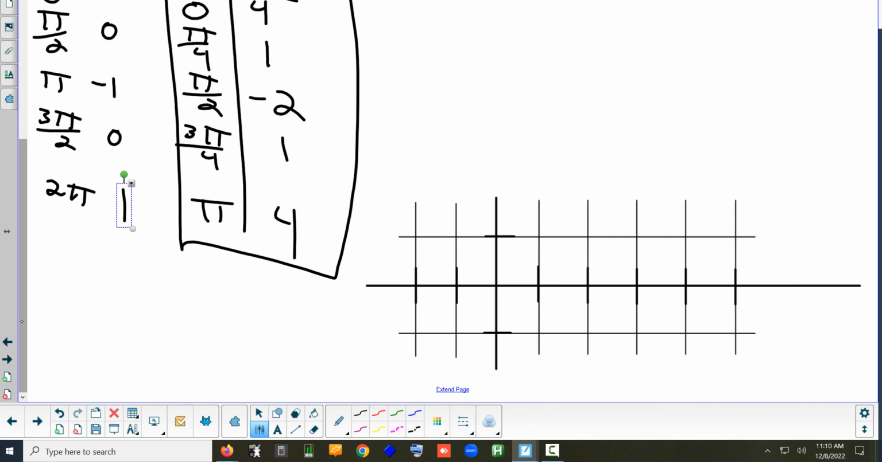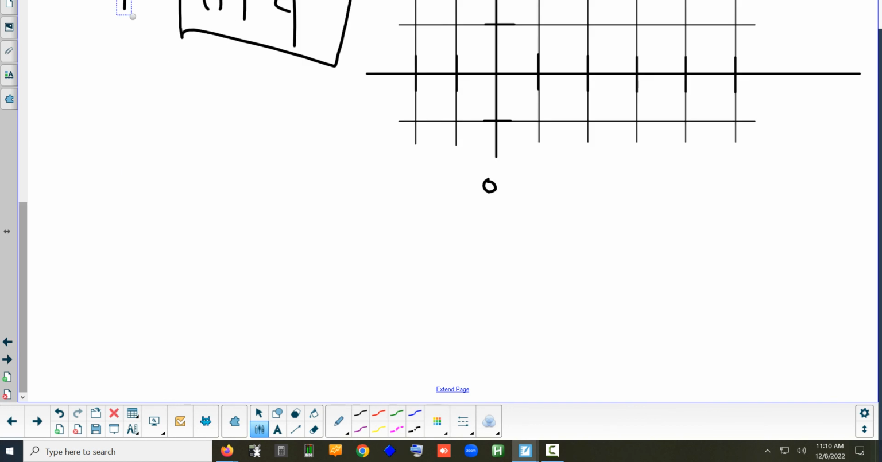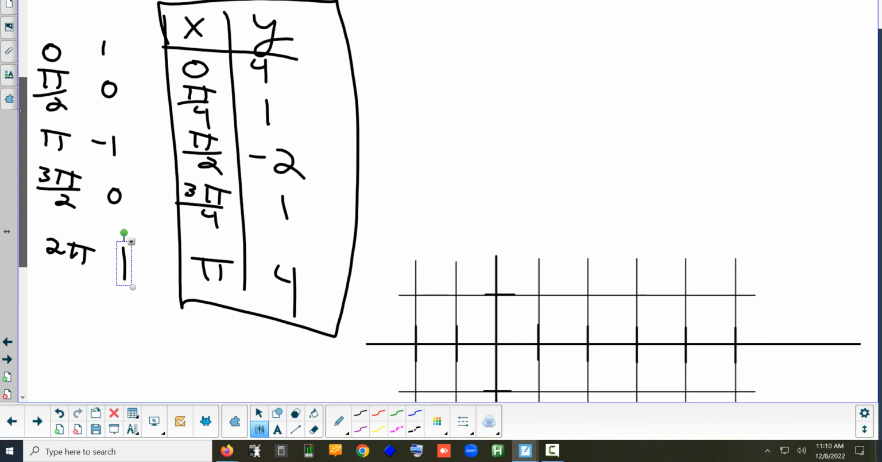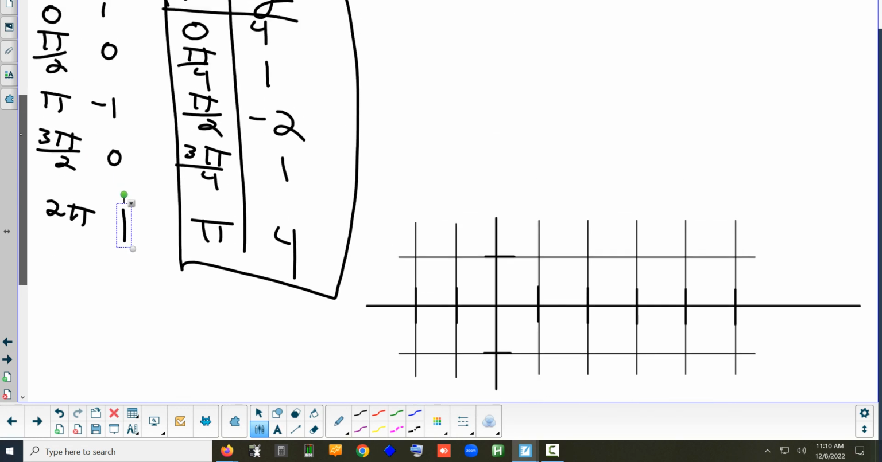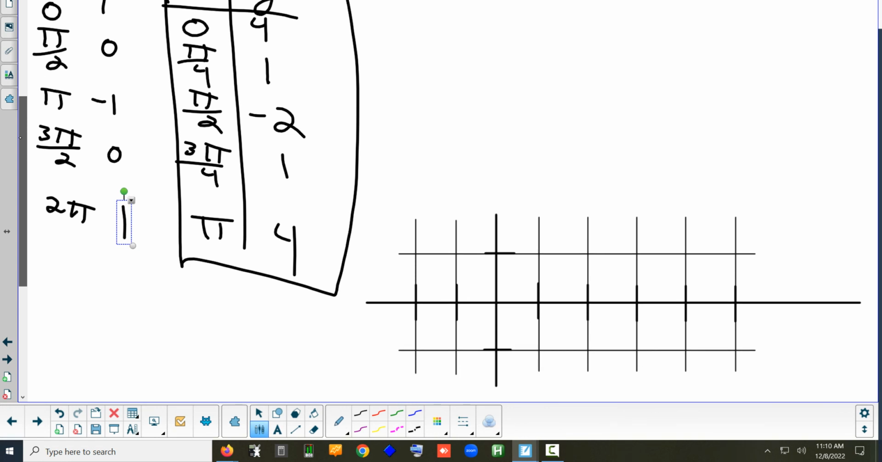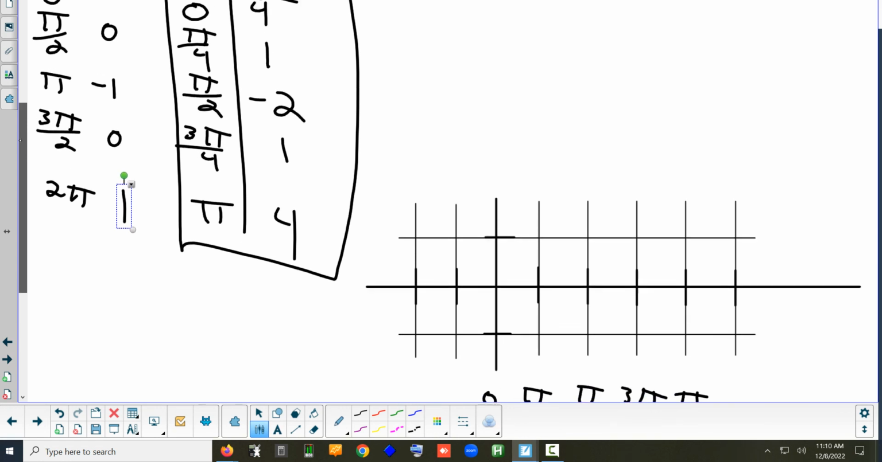Okay. So let's graph those. Again, label your x-axis with the values in that column. Those are going to work fine. So 0, pi over 4, 2 pi over 4, 3 pi over 4, 4 pi over 4. For y's, well, I need to go up to 4, and I need to go down to negative 2.